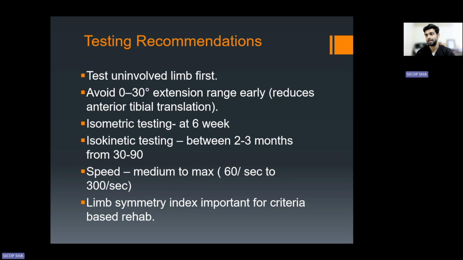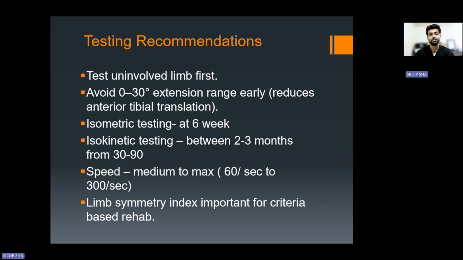Now isokinetic testing, so this is a very important question. Many students ask how we can start testing and training isokinetically after ACL reconstruction. For the first 6 weeks after ACL reconstruction, we give normal rehabilitation: reduce the pain, reduce the swelling, gain the range of motion and activate the muscles. So we can test the quadriceps and hamstring muscles isometrically at 6 weeks post-op. Till 6 weeks post-op, we should not test isokinetically.